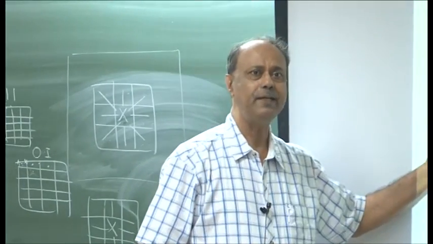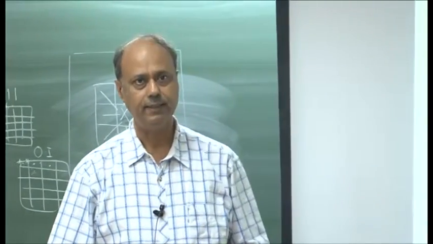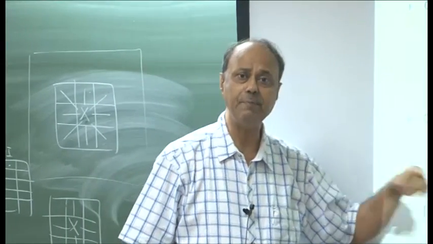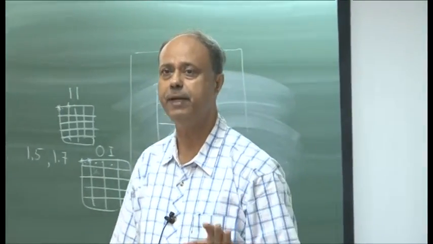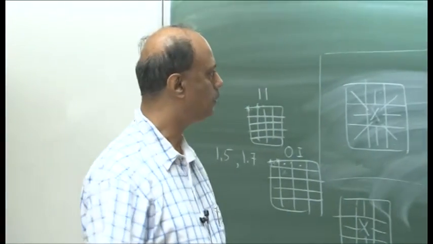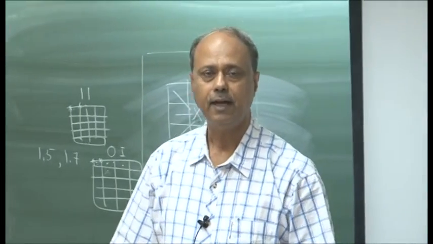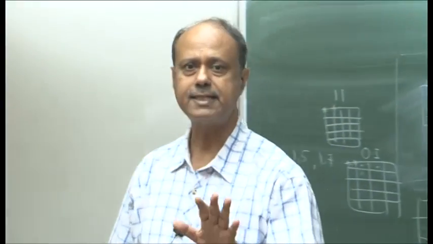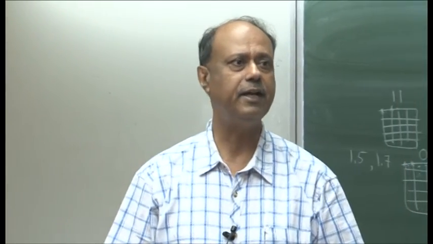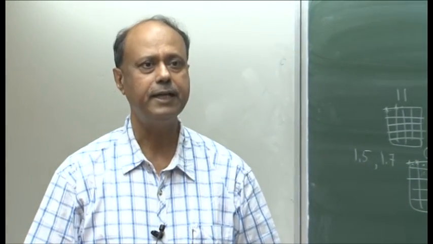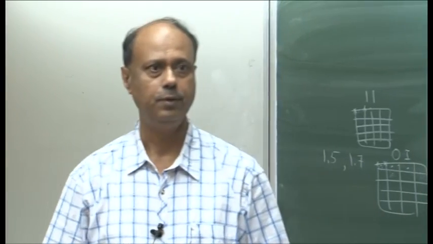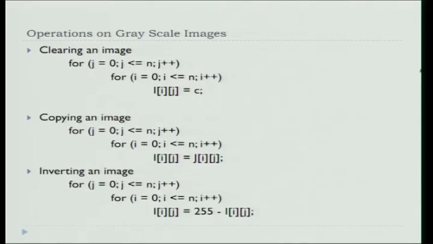I want to copy an image from J to I. Here I am assuming that you have already read the image. Next, I want to invert an image. What does it mean? I have the grayscale image and I want the negation of that, because a negative image is sometimes very useful. So what we do is subtract each element from 255. That will give you the negative of your image. The negative of an image is sometimes useful.